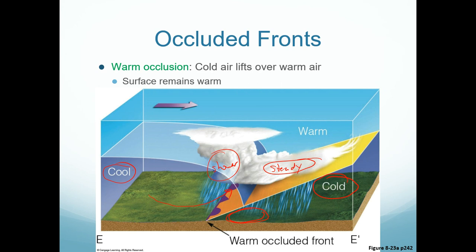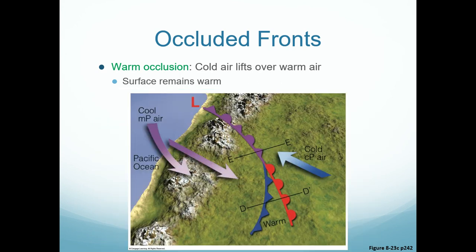In either case, your warm air is being pushed upwards and away from the surface. So here's a good example of where you would see a warm occlusion, where you have maritime polar air meeting up with some warmer air mass. Could be continental tropical, could be maritime tropical, either one, which is overtaking a cold continental polar air mass. So this is a good example for an occluded front.